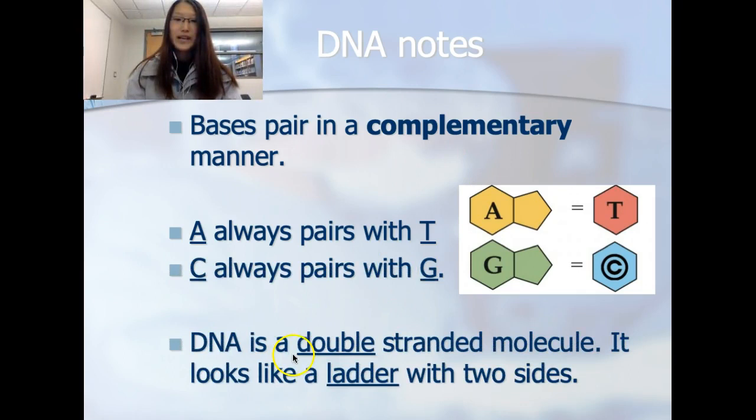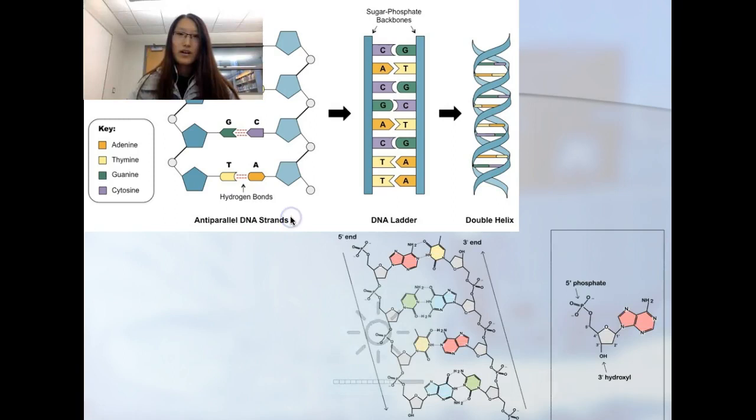DNA is a double-stranded molecule, and it looks like a ladder with two sides. So it's more like a twisted ladder. So we have these ladders, and you twist it, okay? Moving on. This picture is important. They're all important, otherwise it wouldn't be on here.